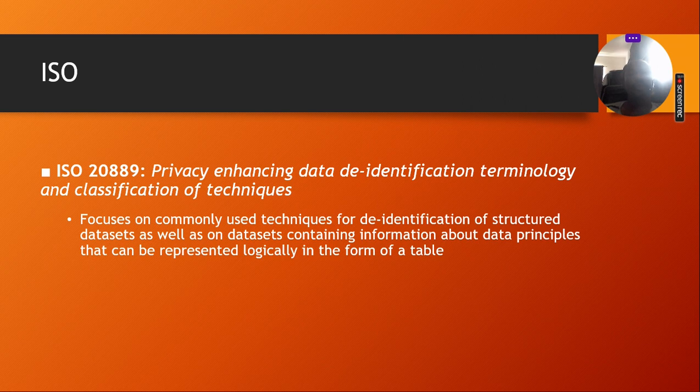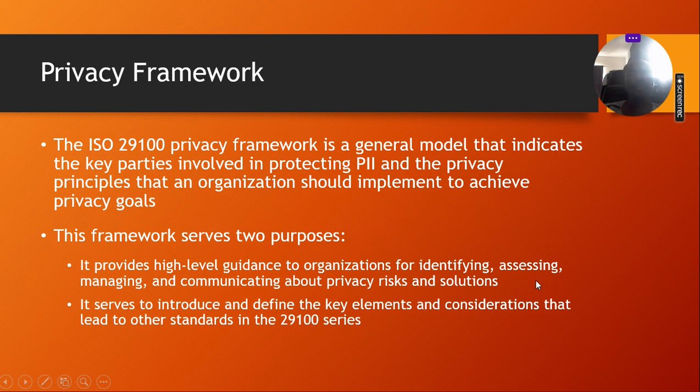Now let's move on quickly, still on ISO. ISO 20889 is for privacy enhancing data de-identification terminology and classification of techniques. This one helps us focus on commonly used techniques for the de-identification of structured data sets. So this standard formulated by ISO is for how data should be de-identified. Data sets should be de-identified in order not to trace the personally identifiable information of that person.